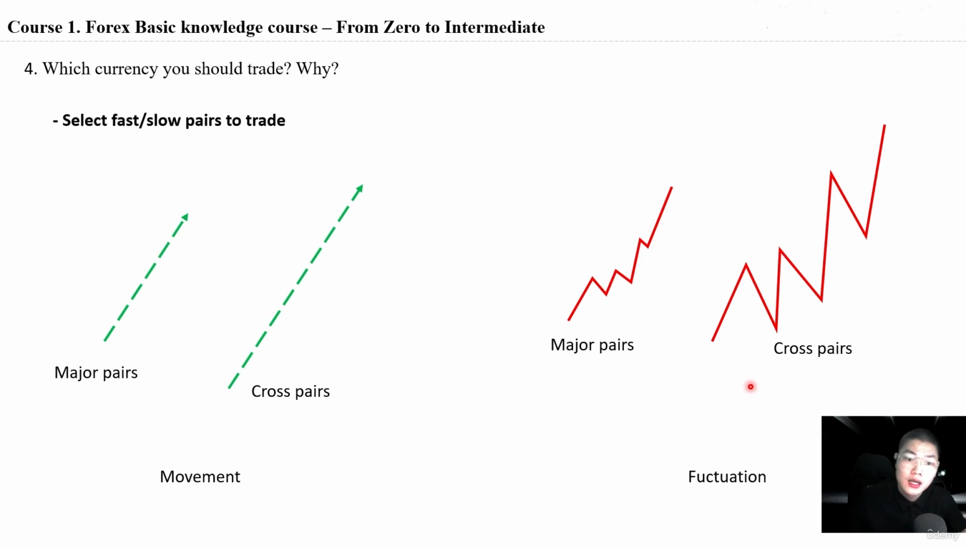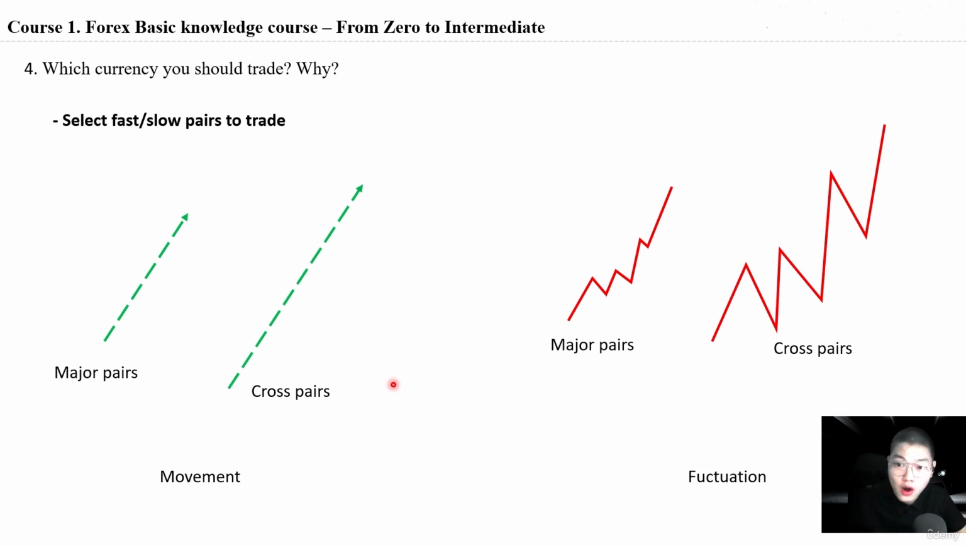And the next reason, you need to select fast and slow pairs to trade. When you compare major pairs and cross pairs, there are two things. We need to compare the movement first. Major pairs always move more stably than cross pairs, and major pairs also have lower fluctuation than cross pairs. So when you have little experience, you need to focus on stable pairs with low fluctuation and low spread first. And when you have more experience, you can mix them together to trade.